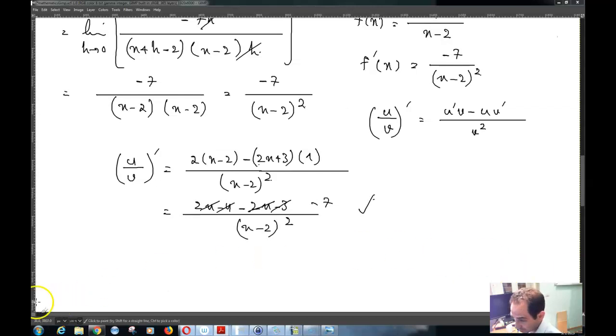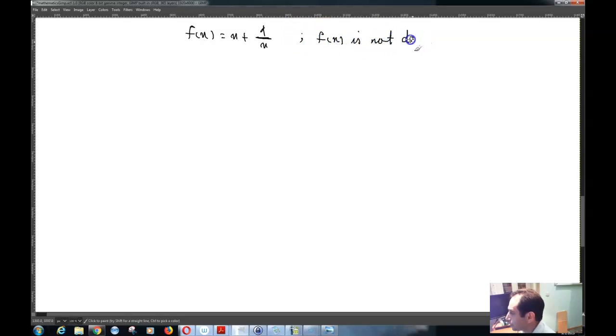Okay, so now suppose that you have another function like f of x is equal to x plus 1 divided by x. So about this function, again, f of x is not defined at x is equal to 0, because if you put x is equal to 0, then this would be undefined. This 1 divided by 0 would be undefined.